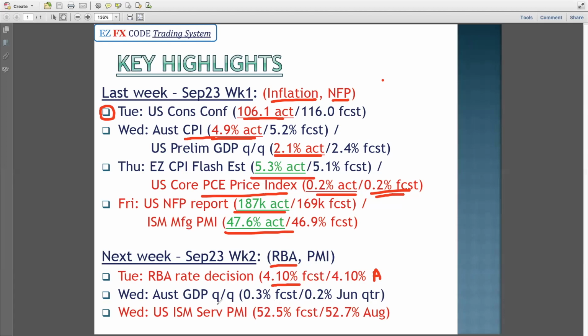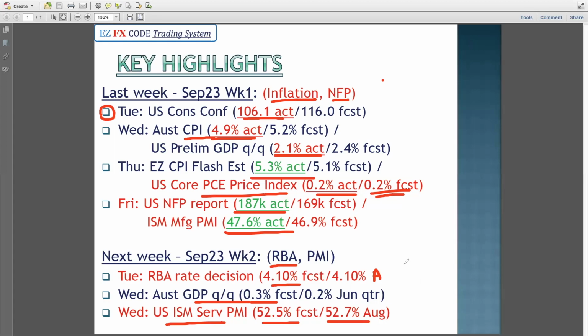And following that, the Australian GDP is forecasted to grow slightly higher than expected quarter over quarter. And then on the US side, the only key news for the US economy this week is just the services PMI. And it is forecasted to stay around the same level, around 52.5. So we'll see if that is going to maintain.